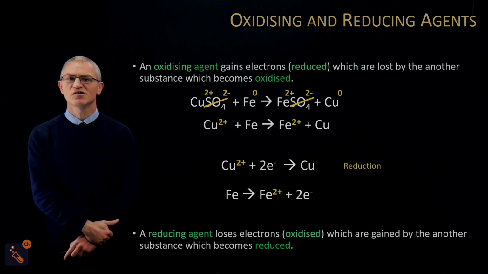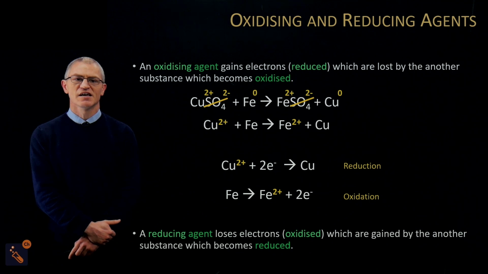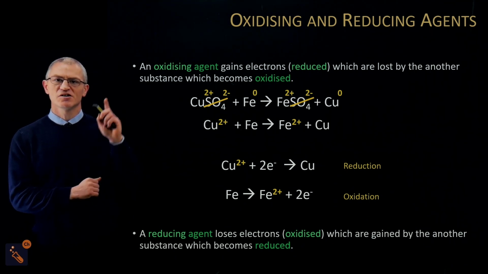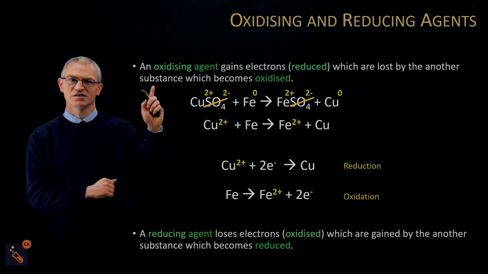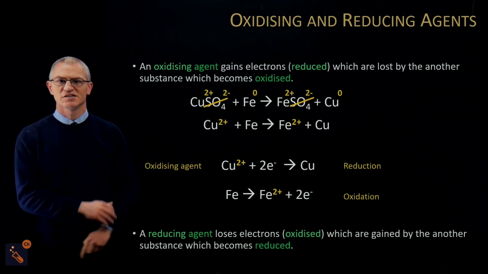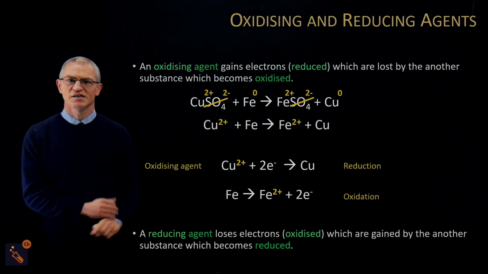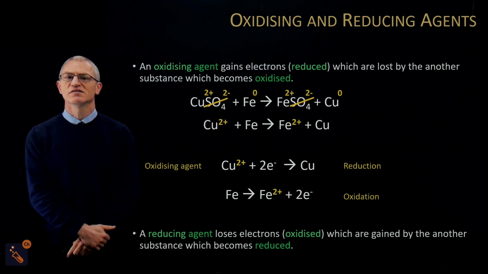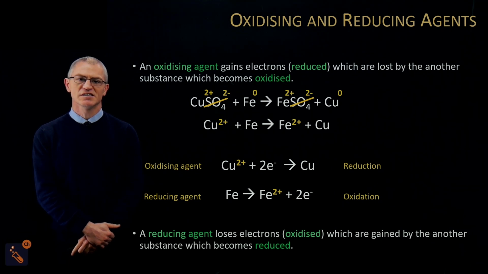That means that the copper has been reduced, the electrons have been gained, and the iron has been oxidized because the electrons have been lost. Now if you apply our rule here, an oxidizing agent gains electrons, is reduced. So that must mean the copper is the oxidizing agent. If we look at our reducing agent, that loses electrons, is oxidized, so therefore that must be the iron.